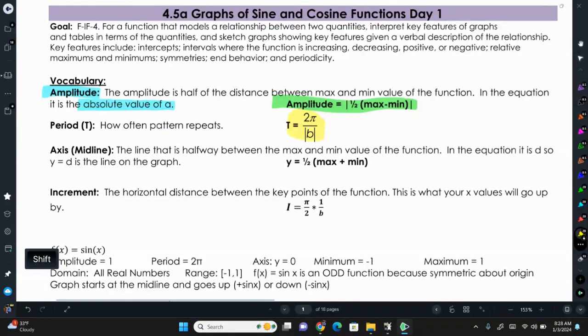And we're going to look at the standard form of the equation in a few minutes, but it's always 2 pi over b. The axis or the midline, it's kind of like the amplitude, but the difference is that amplitude was a subtraction sign. The midline or the axis, you're going to add. And it's not the absolute value. So it's basically just the middle of the function, the starting point.